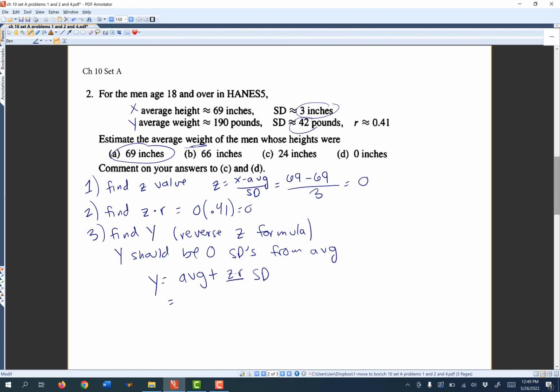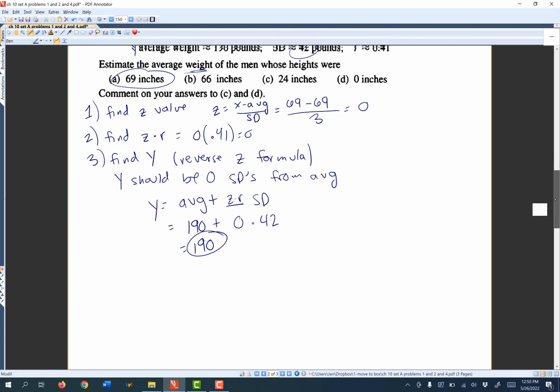So the average of Y is 190 plus the Z times R, which we found is 0, times my standard deviation, which was 42, which gives me 190. Now that makes sense because we know that our regression line passes through the point of averages. So if we're looking at the X average, the line should go through the Y average, so it should be 190. Well, that's how we find all the steps for it.